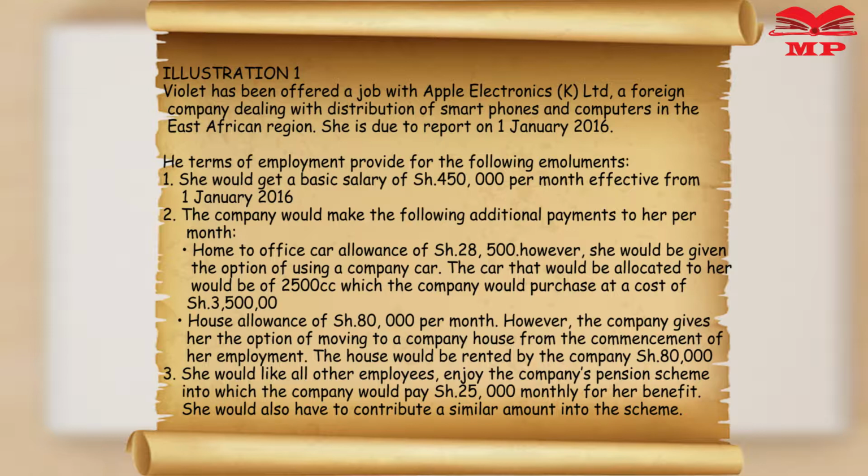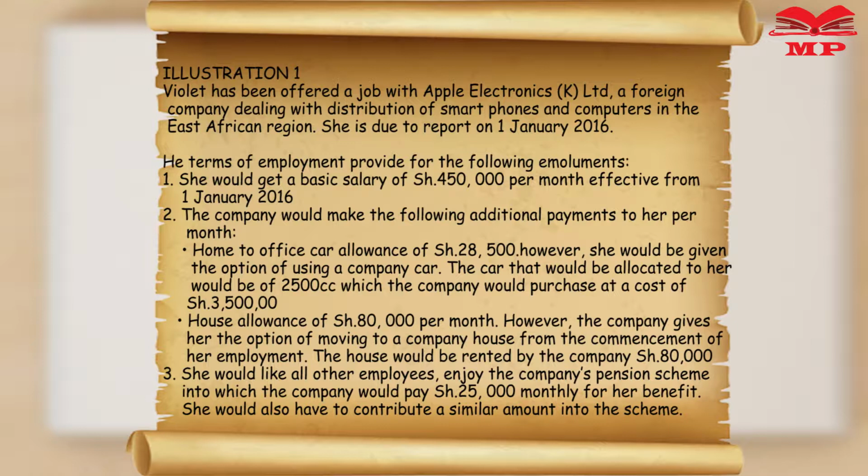She would get a basic salary of 450,000 per month effective from 1st January 2019. The company would make the following additional payments to her per month. Home to office car allowance of 28,500. She would be given the option of using a company car. The car that would be allocated to her would be of 2500 cc, which the company would purchase at a cost of 3.5 million.